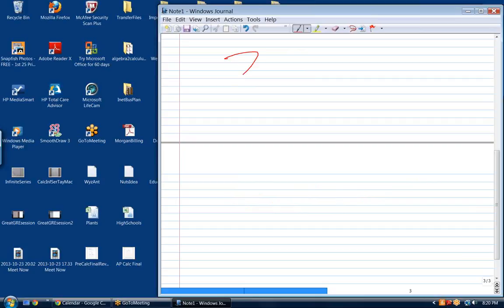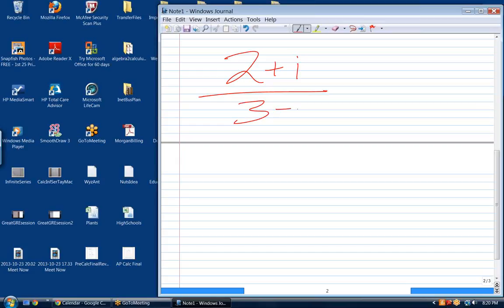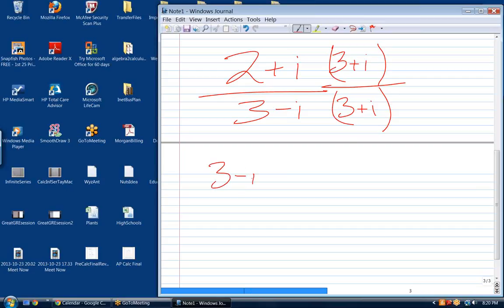Okay, let me do one more here. How do I solve that? You multiply it by 3 minus i, top and bottom. The conjugate means the sign is different in the middle. The reason you want to multiply it by a different sign is, notice what happens. FOIL this for me.